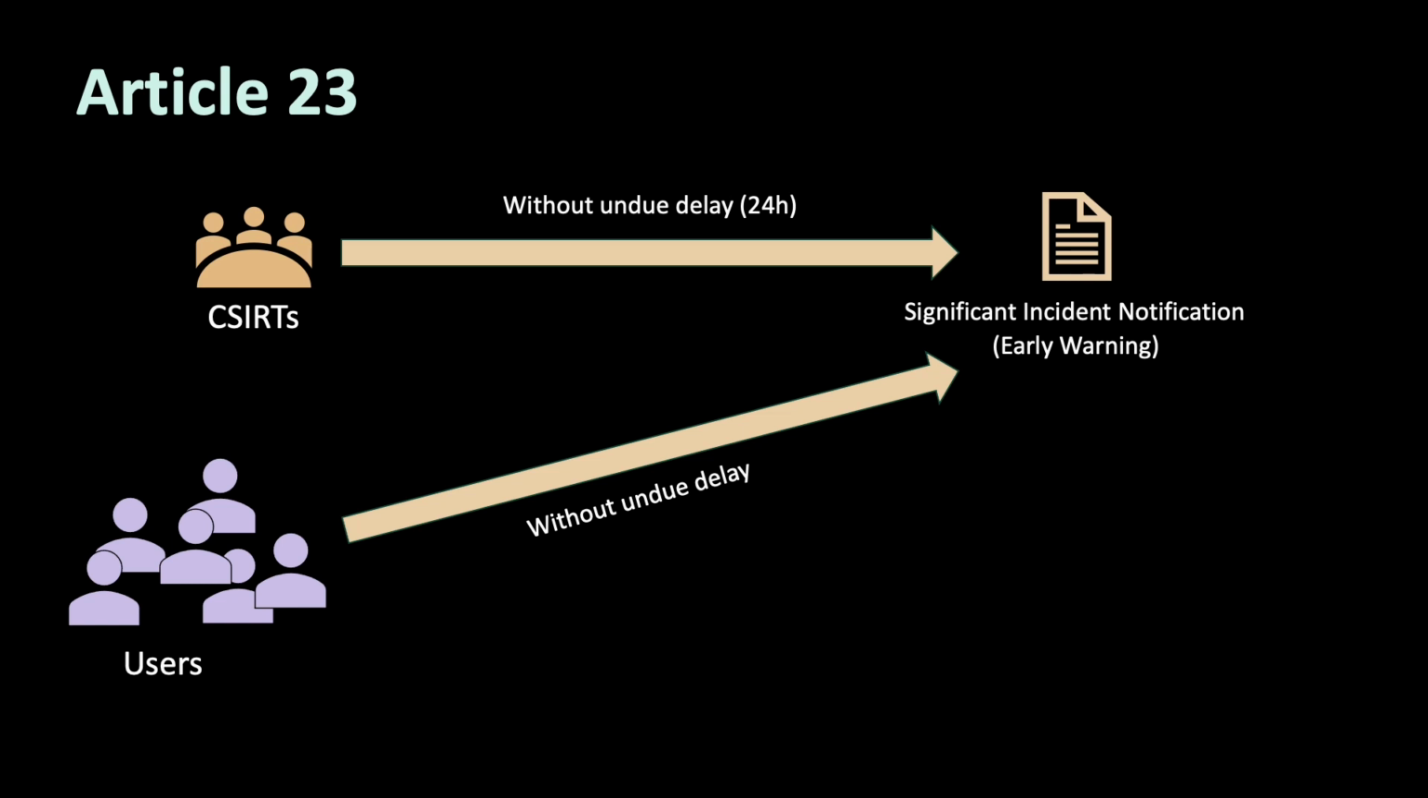You give an early warning, in this case to the CSIRT, and tell them whether you suspect any malicious activity and whether there is cross-border impact. You also have to notify the CSIRT about the initial assessment of the incident, including severity and impact. This is also done through the significant incident notification for authority.